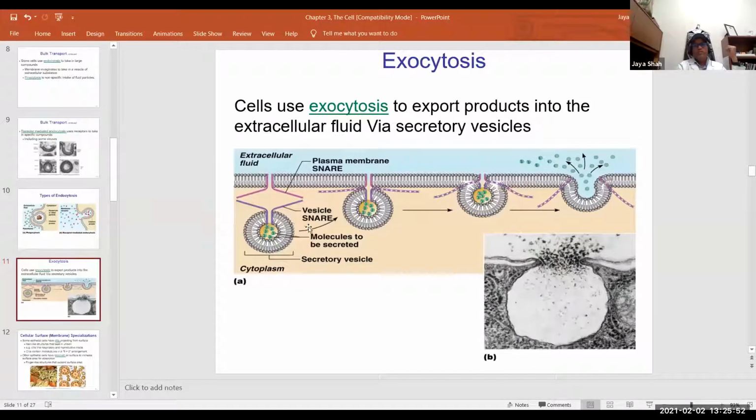From this vesicle membrane, there is another protein molecule called vesicle SNARE. And from the membrane of the cell, this is extracellular space and this is intracellular space, there is another protein called plasma membrane SNARE. You see, this is the transmembrane or integral protein. When these two proteins pull each other, they fuse the vesicle and then ultimately release the secretion. So exocytosis is helped by SNARE protein, whereas endocytosis or phagocytosis is helped by clathrin protein.